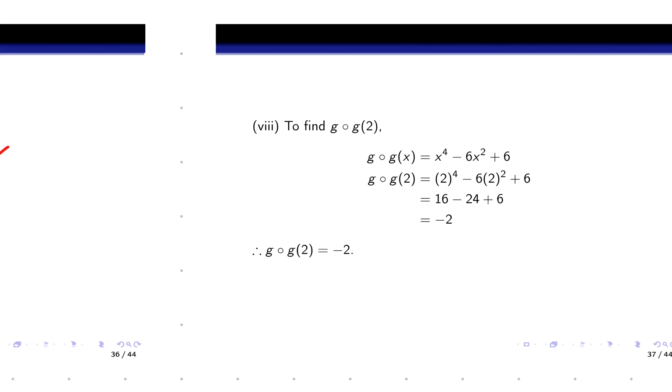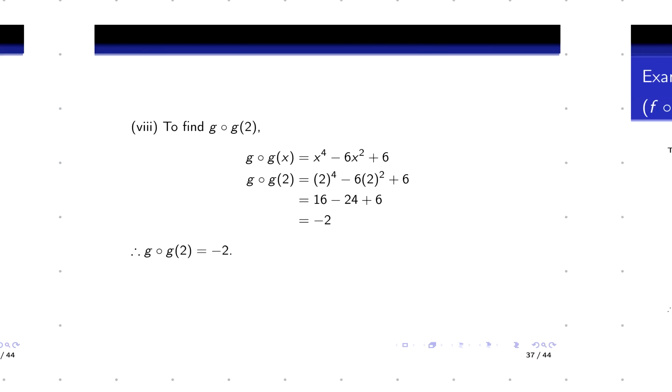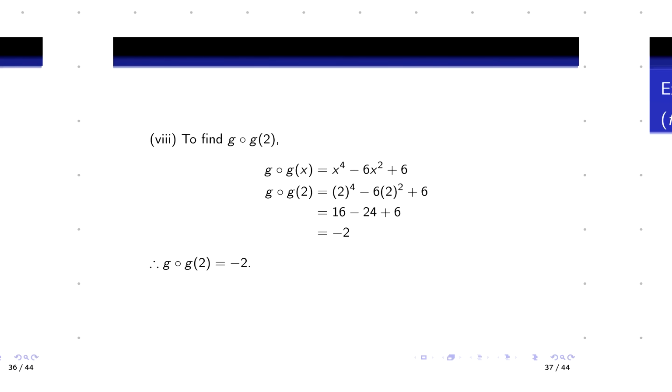g of 2, that's the next thing to find. g of x was x raised to power 4 minus 6x squared plus 6. So put 2 for that. That's 2 raised to power 4 minus 6 into 2 raised to power 2 plus 6. So 2 raised to power 4 is 16. 2 raised to power 2 is 4 times 6, 24, plus 6. 16 minus 24 is minus 8, I think. Yeah, minus 8 plus 6 is minus 2. And g of 2 is minus 2.